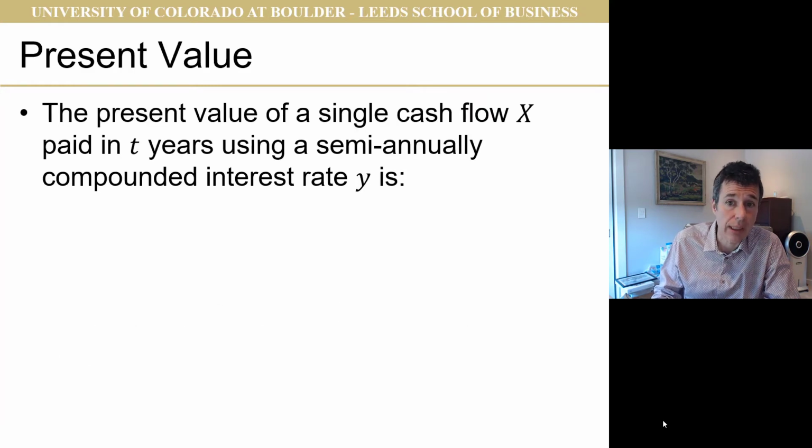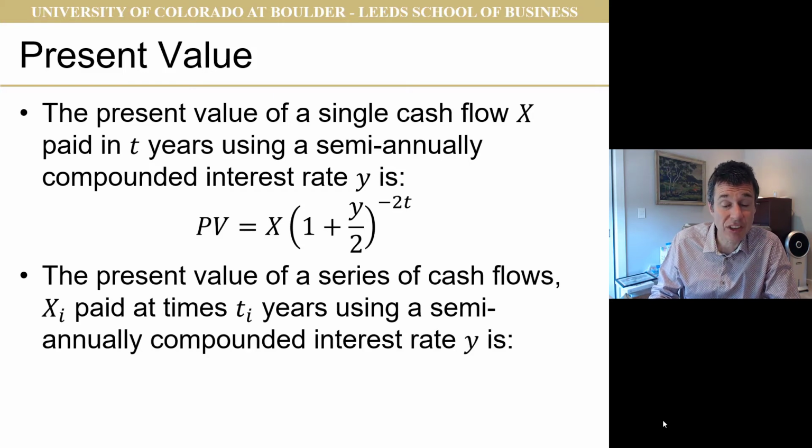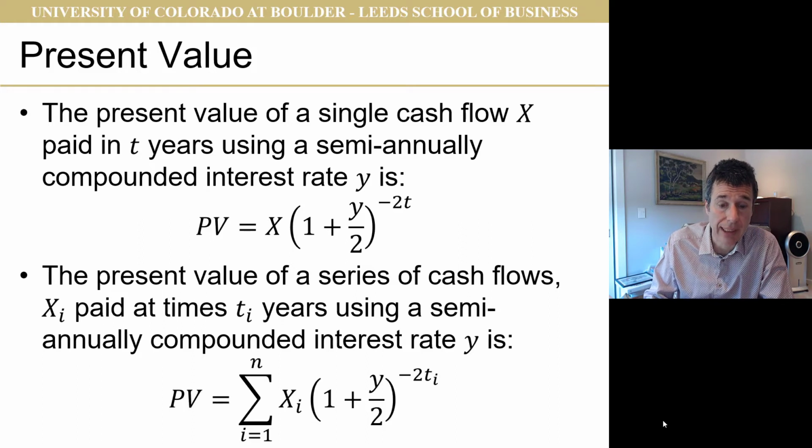So the present value of a single cash flow, X, paid in t years using a semi-annually compounded interest rate Y is X times 1 plus Y over 2 to the negative 2t. Right, that's just our straightforward formula. The present value of a series of cash flows, Xi, paid at times Ti, using a semi-annually compounded interest rate Y, is just the sum of the present value of each cash flow. This tells us how to take the present value of a bond. And remember, the present value of a bond is the price if there's $100 of principal.